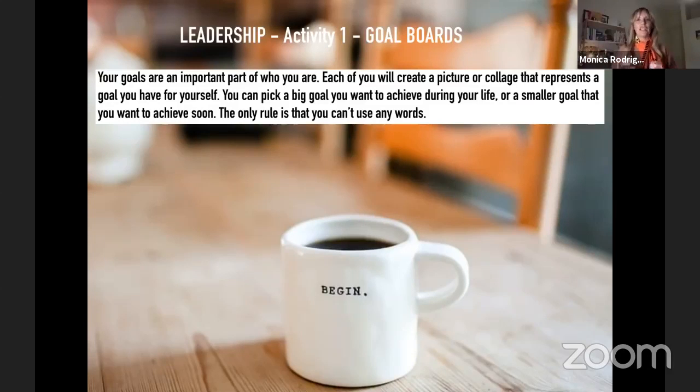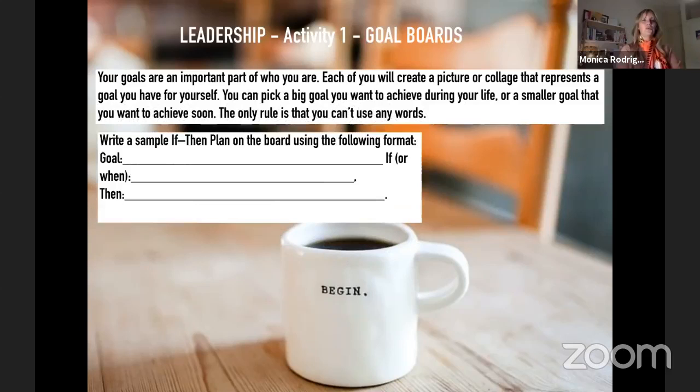Second step of the goal boards. Here you go. Write an if-then plan on the board using the following one. First of all, you need to write your goal. Okay? Second part. If or when. If I do this or when I do this, then I will achieve this.